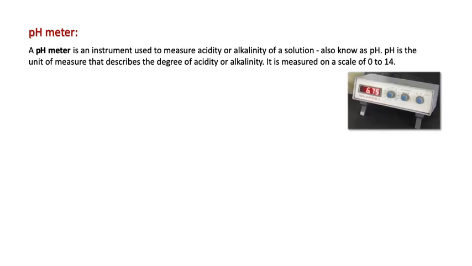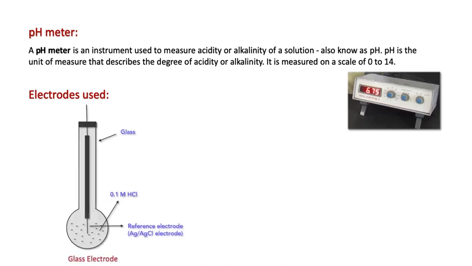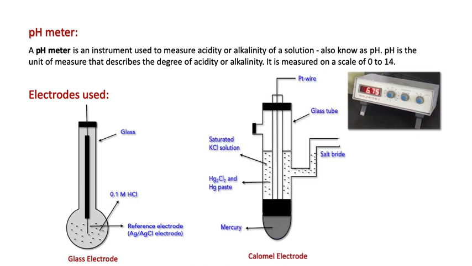Let us see about the pH meter. A pH meter gives the acidity or alkalinity of a solution, known as pH. It ranges on a scale from 0 to 14. What are the electrodes used in this? We are using two electrodes. One is the glass electrode, that is the indicator electrode, and the other is the reference electrode, that is the calomel electrode. About these two electrodes, we already discussed in the theory part.